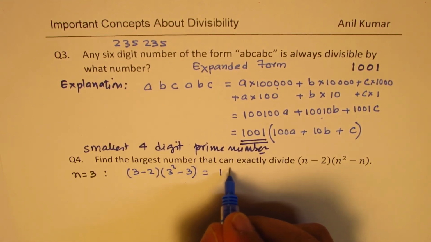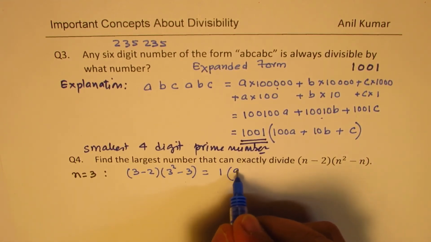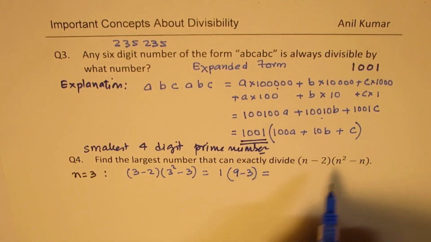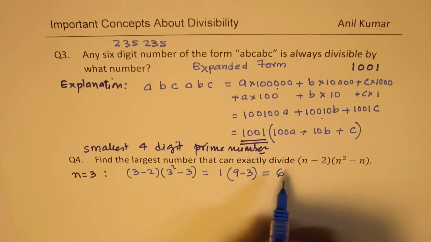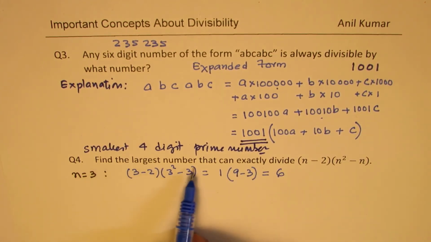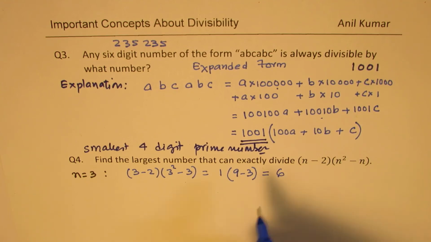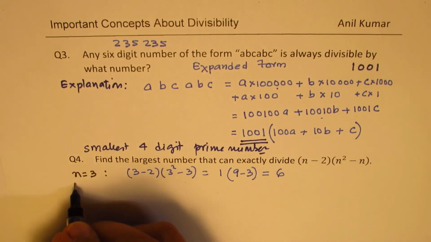So 3 minus 2 is 1. 1 times 3 squared is 9. 9 minus 3. And 9 minus 3 is 6, right? So therefore, the largest number that can exactly divide all this should be 6, right? You could do n equals to 4 and then try that number out also, right?